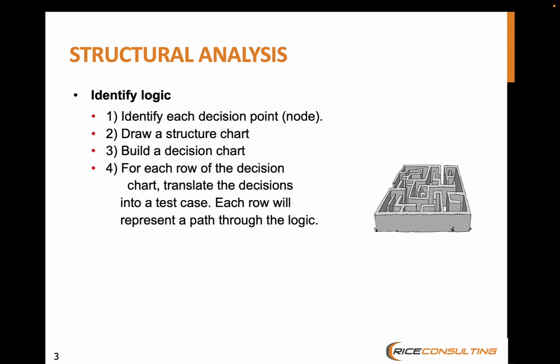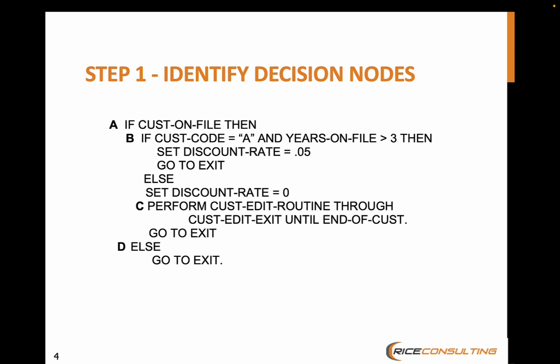Now, the process to do structural testing is actually very simple. There's basically 4 steps involved. You identify each decision point. We'll call those our nodes. You draw a structure chart. From that, you build a decision chart. And then for each row of the decision chart, you'll translate those decisions into a test case. Basically, each row will represent either a path through the logic or at least some decision that you want to test.